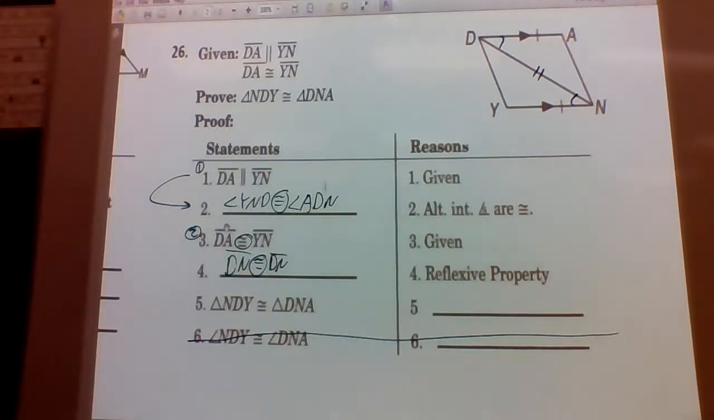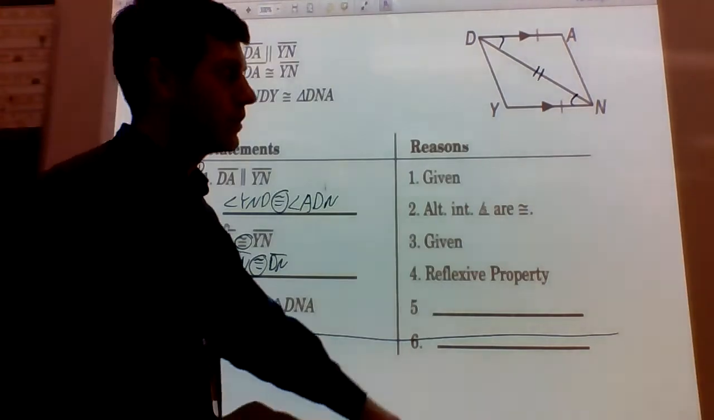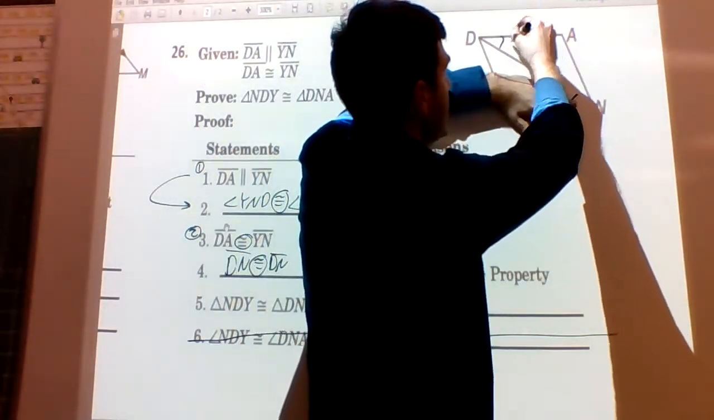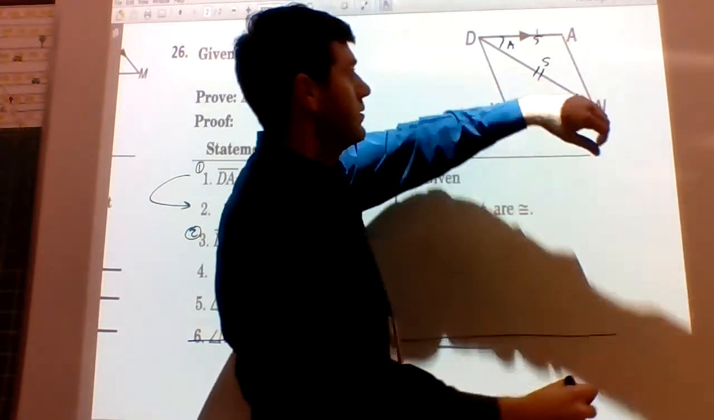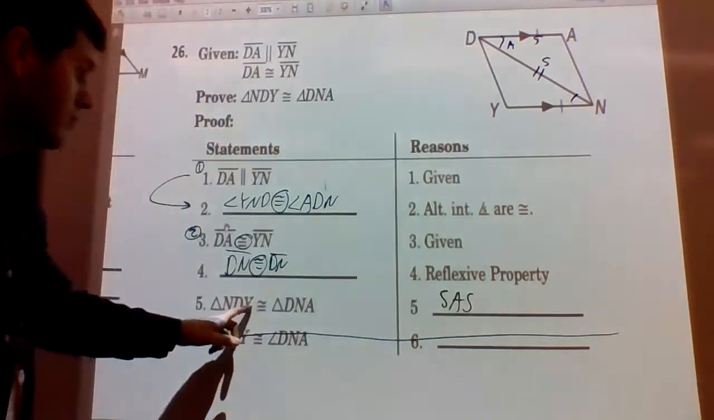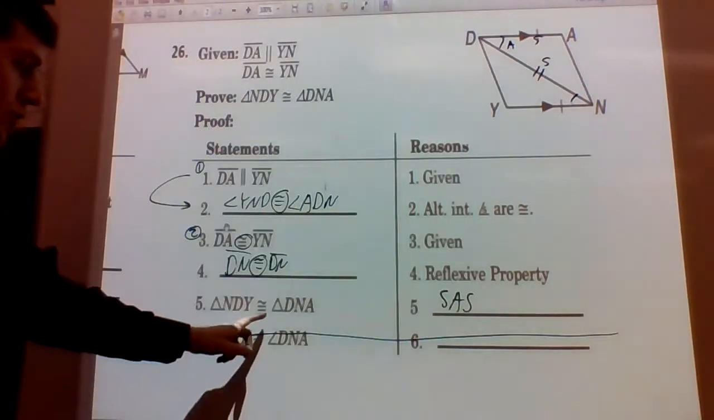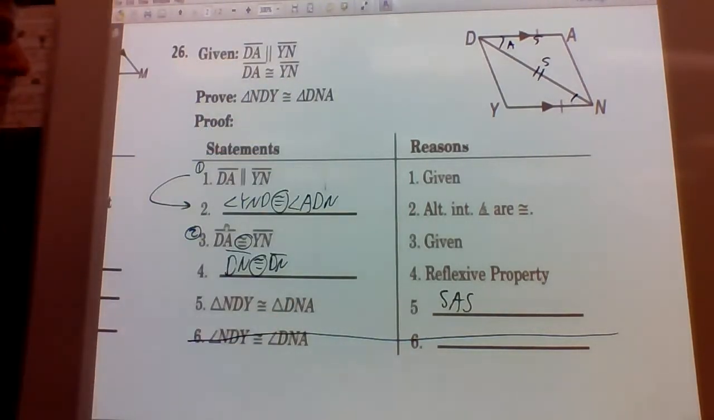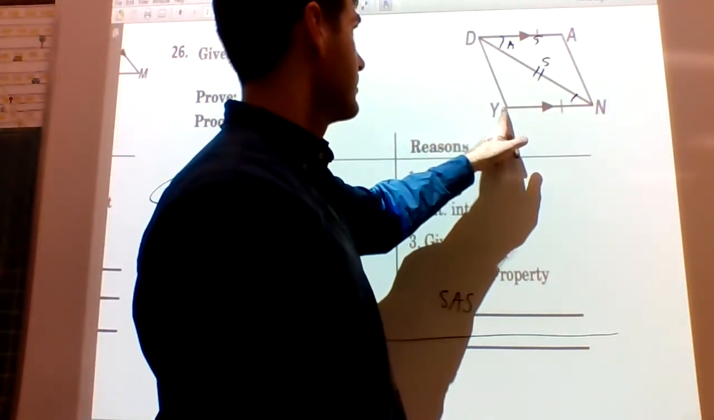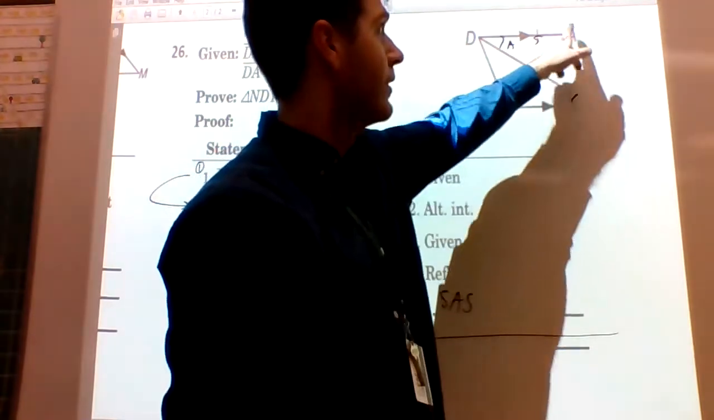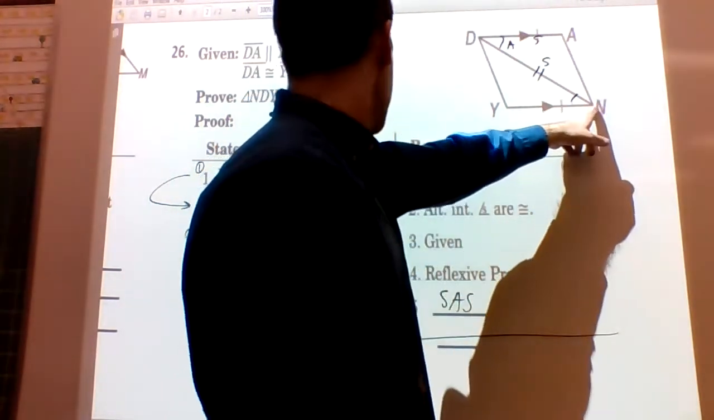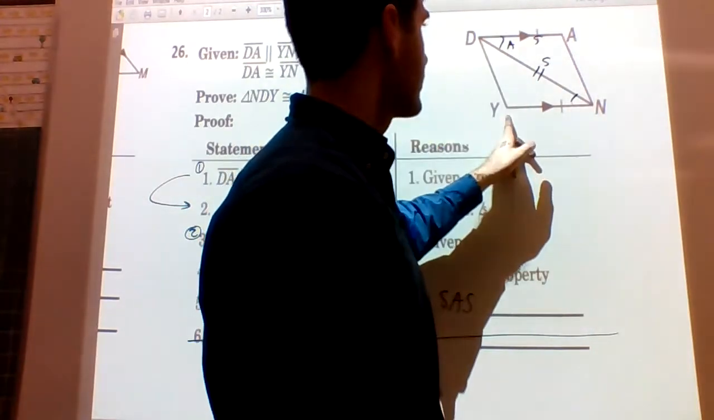So we can look for a postulate to prove that the triangles are congruent. If we cover one up, we have a side, an angle, and a side. So by side, angle, side, triangle NDY is congruent to triangle DNA. You can flip this around. Right? NDY is congruent to DNA.